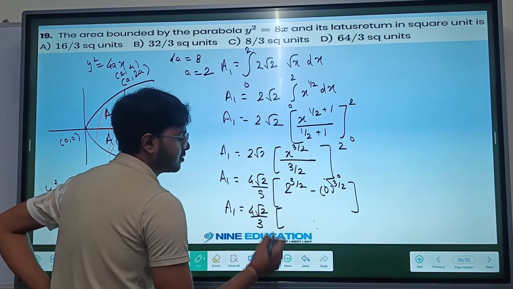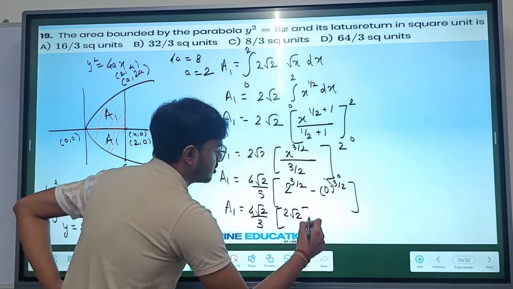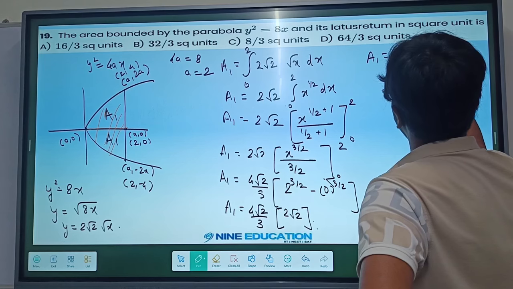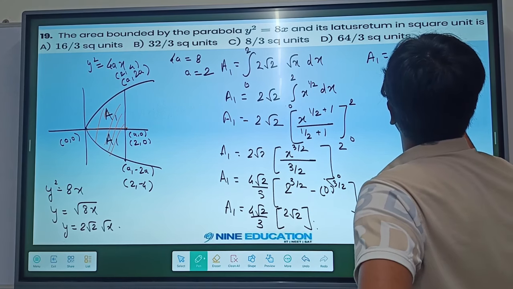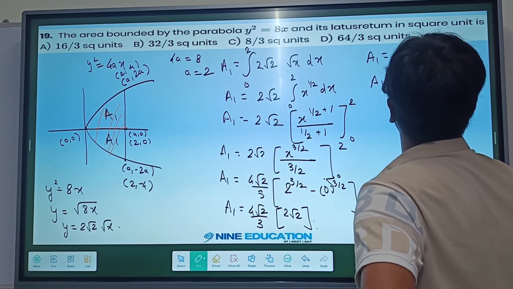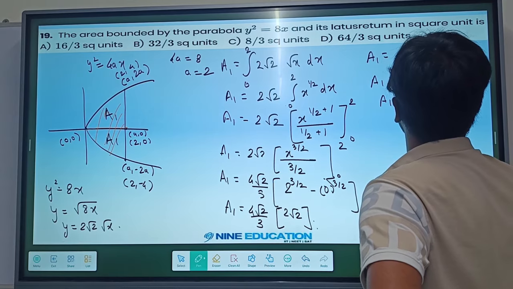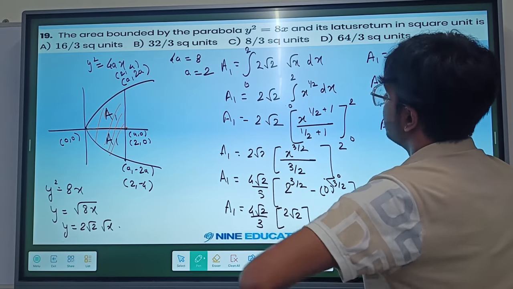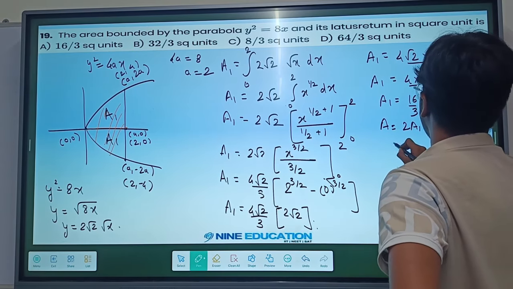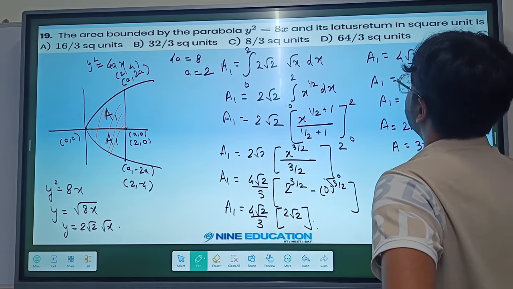So 4 root 2, 2 power 3 by 2 would be 2 root 2. So area A1 is 4 root 2 into 2 root 2 by 3. So A1 would be equal to 4 into 2 root 2 into 2, 2 by 3. So area A1 is 16 by 3. And total area is double of A1, yes or no? So 2 into 16 by 3. So total area is 32 by 3.